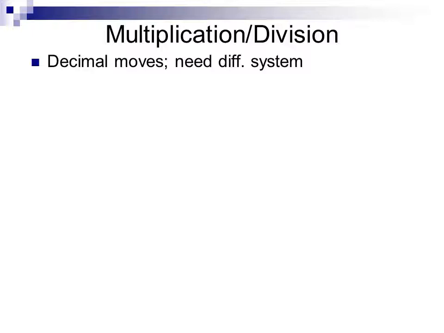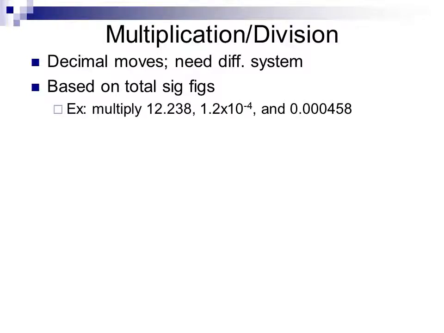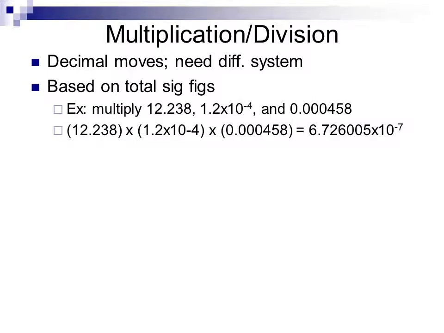However, when we look at multiplication and division, we find that the decimal will move in a multiplication or division problem. This means that we're going to have to use a different system for keeping track of significance for multiplication and division. We base our significance for these problems on the total number of significant figures in the values going into the operation. So for example, if we multiply three values, 12.238, 1.2 times 10 to the negative 4, and 0.000458, when we multiply these three, we wind up with a value of 6.726005 times 10 to the negative 7.